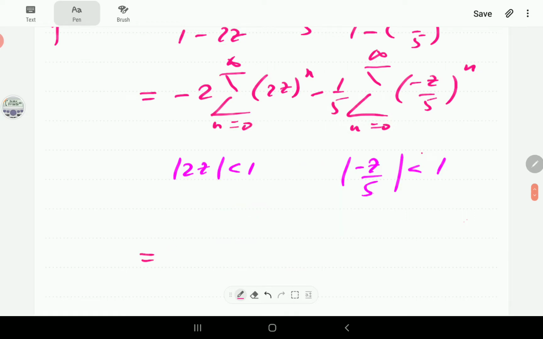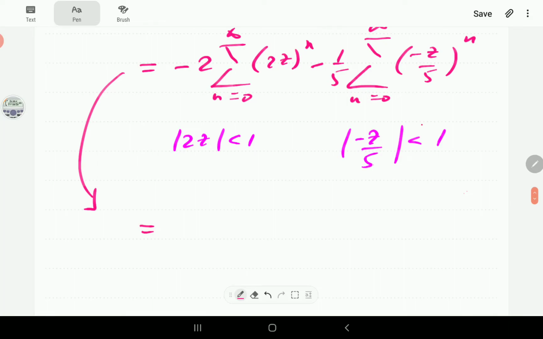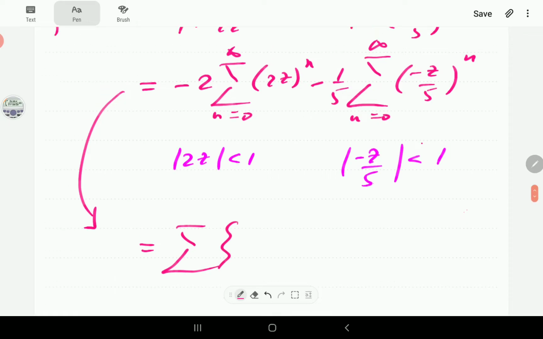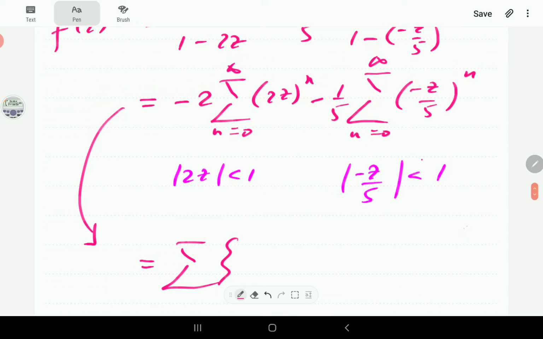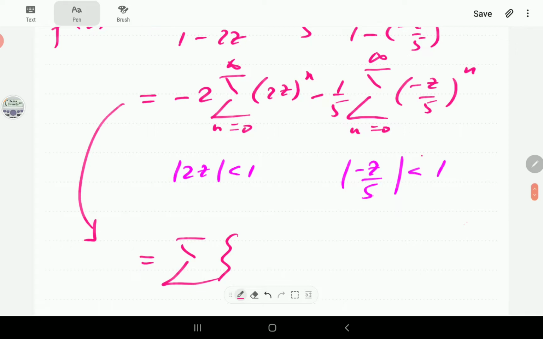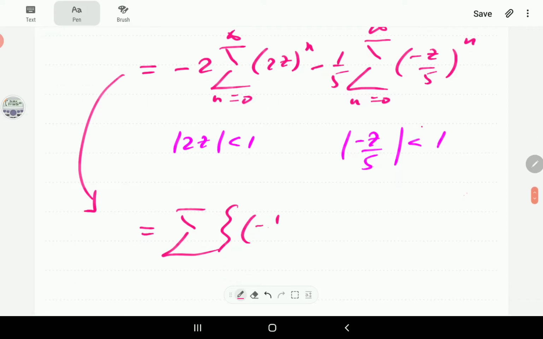Now, simplifying this further, what we are going to do is we can combine them into just one summation. Here we're going to have negative 1 over 5 to the power n, negative 1 over 5 there. So that's just going to give us negative 1 over 5 to the power n plus 1.